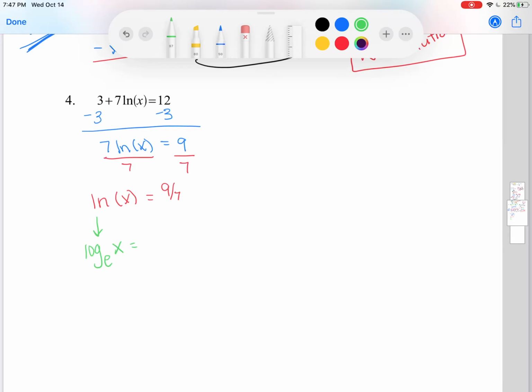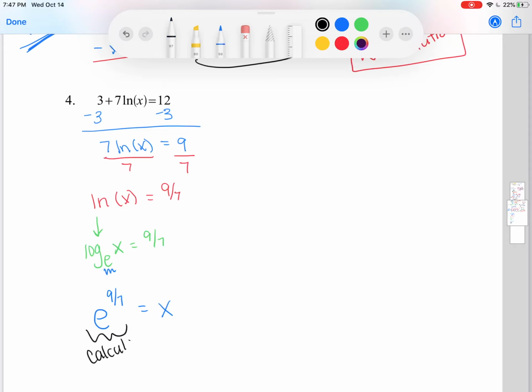But I know that natural log is the same thing as log with a base e. So I'm going to change that really quick so it will help me when I go to convert. Same question, same work I have. I just changed it to log with a base e now. So now I'm going to take that base e, make it my base on my exponential conversion, 9 over 7 changes sides, and x goes to the other side.